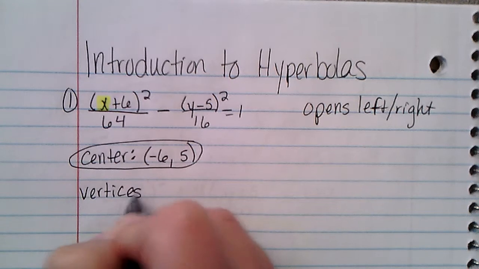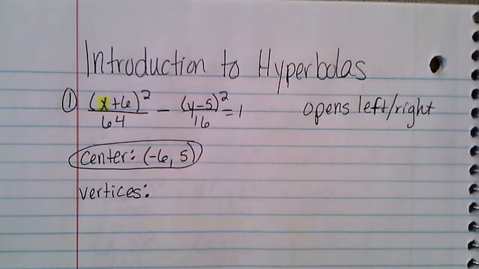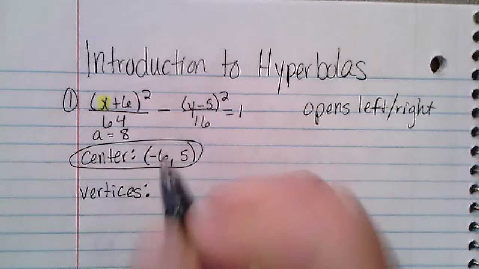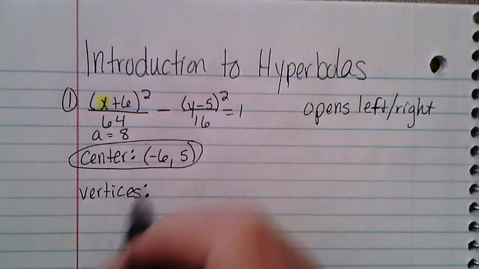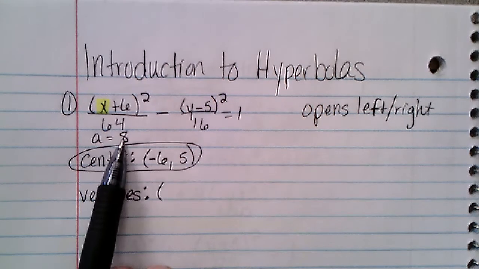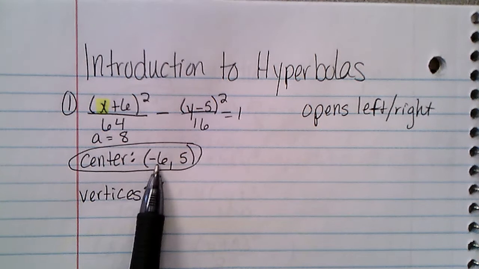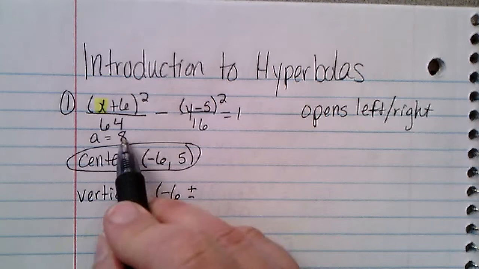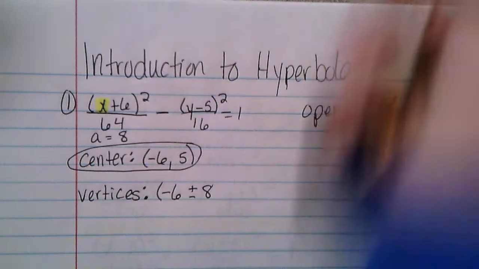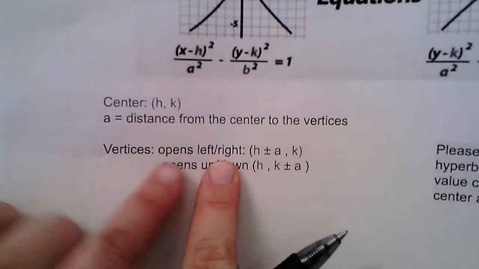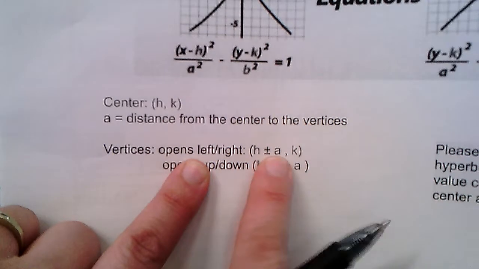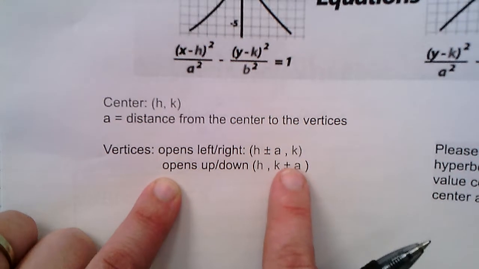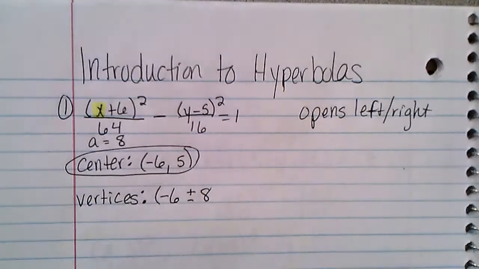Now we have to find the vertices, and since this opens left and right, and the a value is under the x, a is going to be 8. Take the square root of 64. We are going to add and subtract that from the x value of the center. So the x value of the center is -6. We're going to both add and subtract that a value of 8. And again, this is all in that slide. So opens left and right, you add and subtract a from the first value. Opens up and down, you add and subtract the a value from the second value. It's all there in that slide for you.